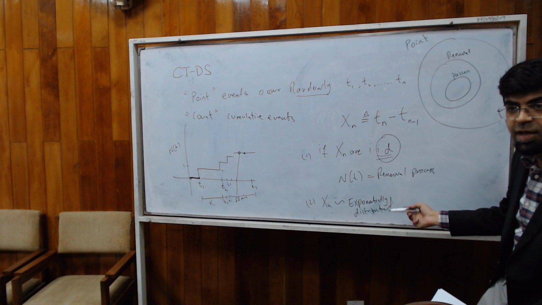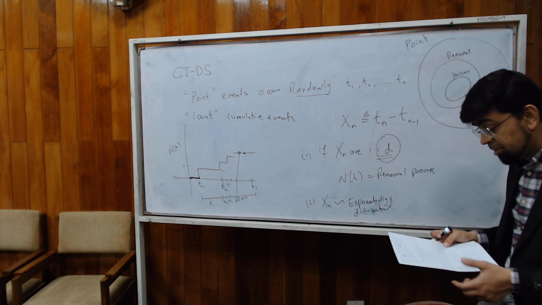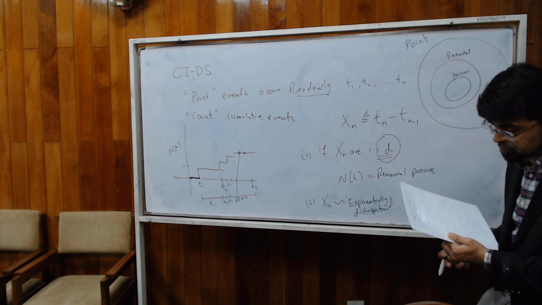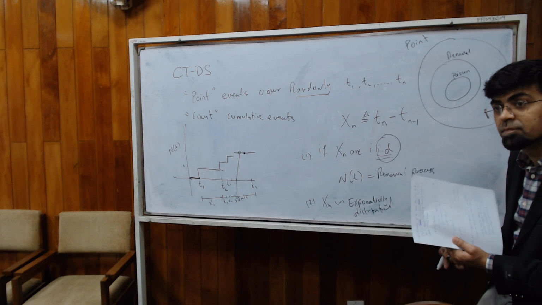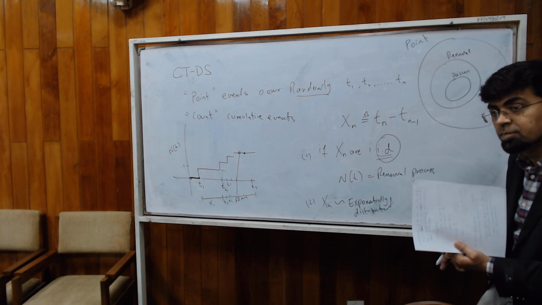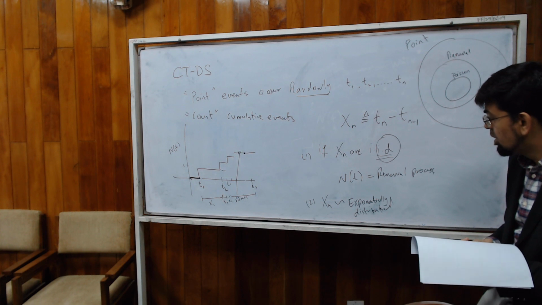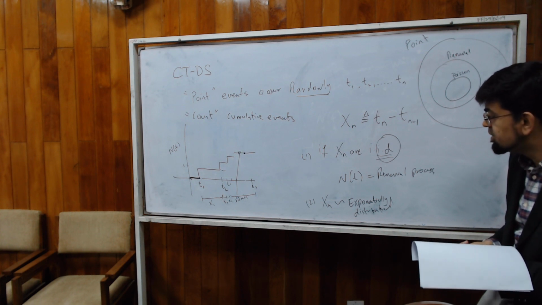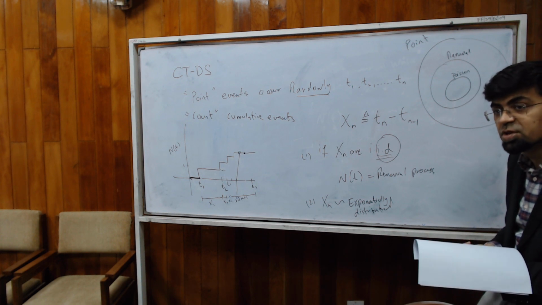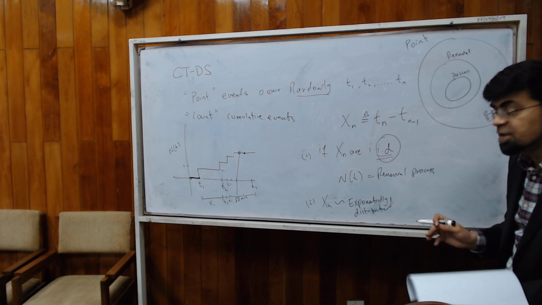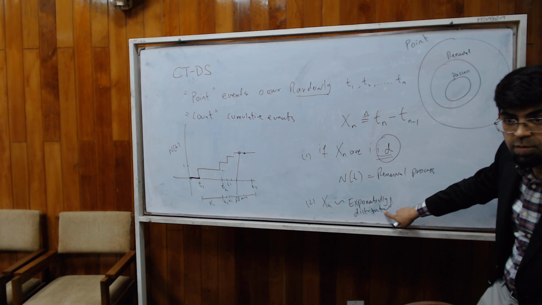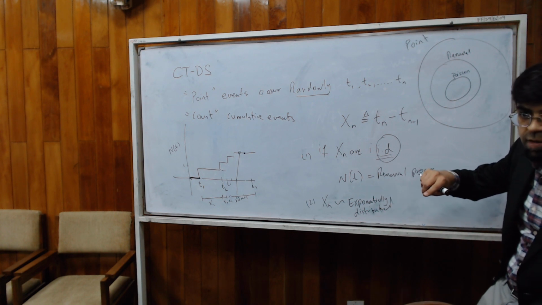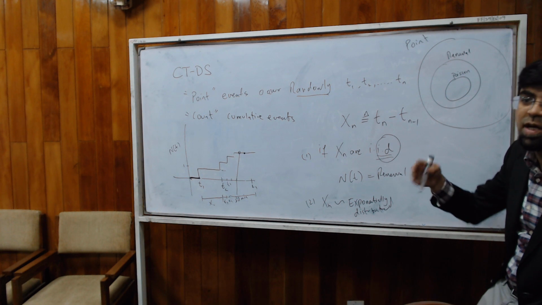Yeah, any guess? The exponentially distributed Xn, then how will they be identical, sir? Identical distribution means they come from the same distribution. Let's say one of them was exponential, the other was Gaussian. Then they are not identically distributed. This is what identical distribution is.